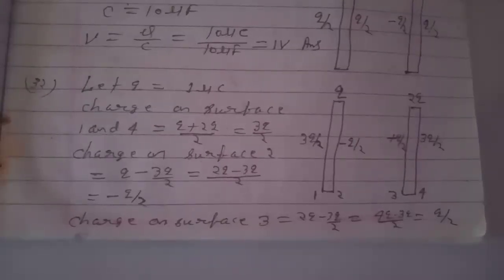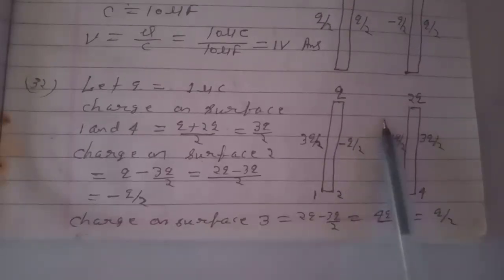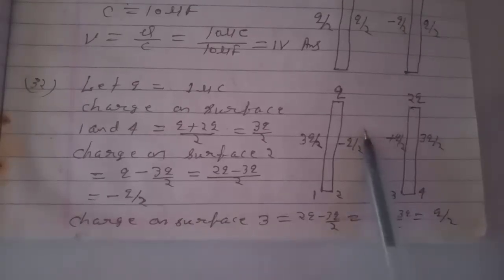A charge of 1 microcoulomb is given to one plate of a parallel plate capacitor of capacitance 0.1 microfarad, and a charge of 2 microcoulomb is given to the other plate. Find the potential difference developed between the plates. Again we have two charges, Q and 2Q. So first we find the charge on the outer surface, and then we will get the charge on the inner surface.